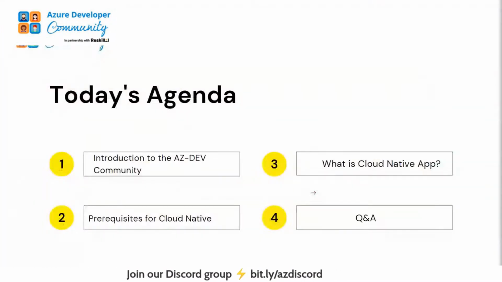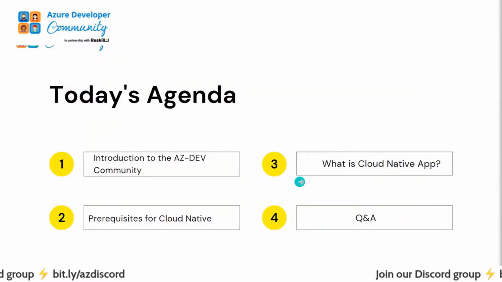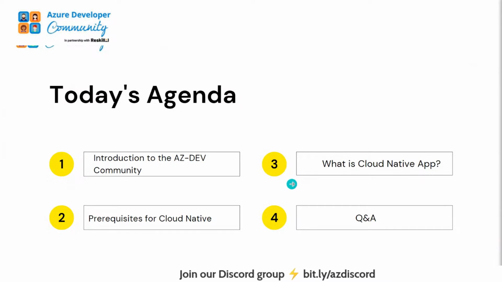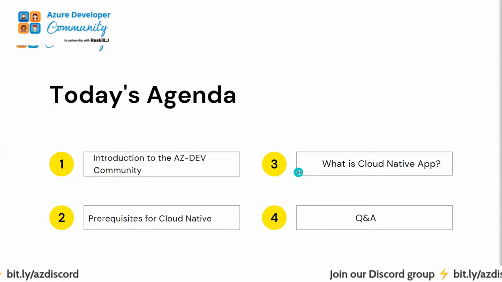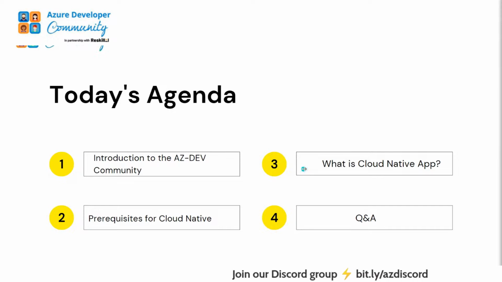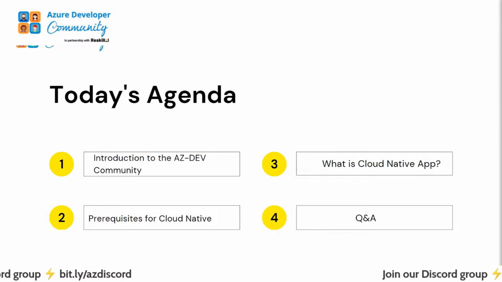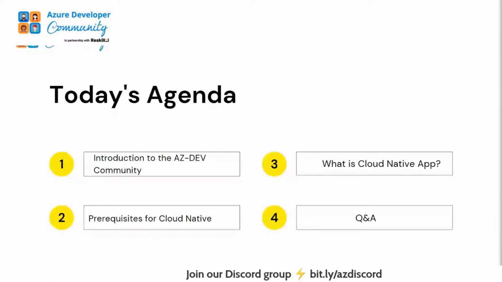What will be today's agenda? First, we'll take the introduction to Azure community. After that, prerequisites to cloud native: what do we have to know, what kind of stuff should we already know, to learn cloud native in a very easy manner. Third, what a cloud native app is and what the architecture for the same is. And the last part is a Q&A.